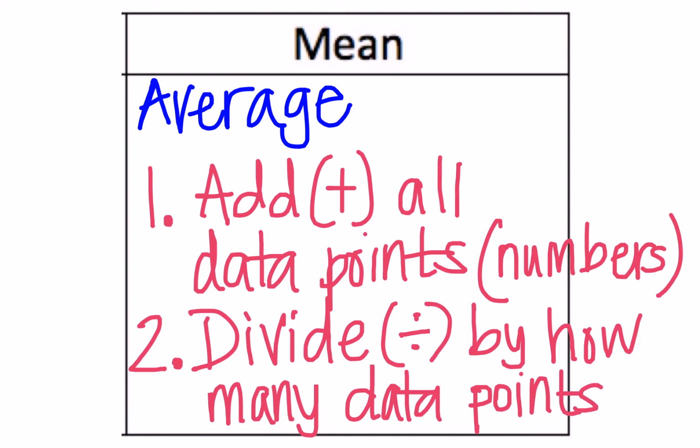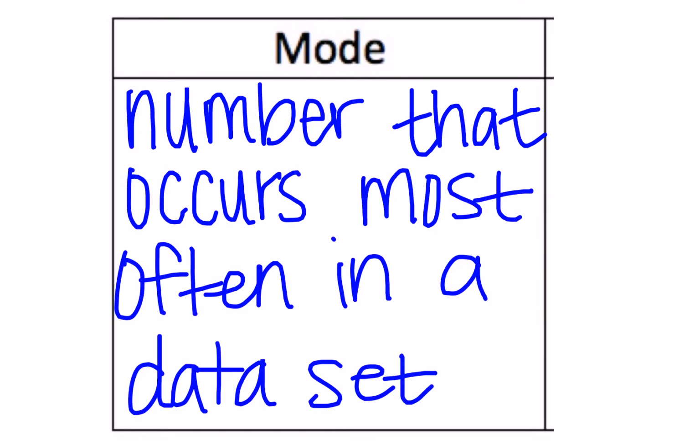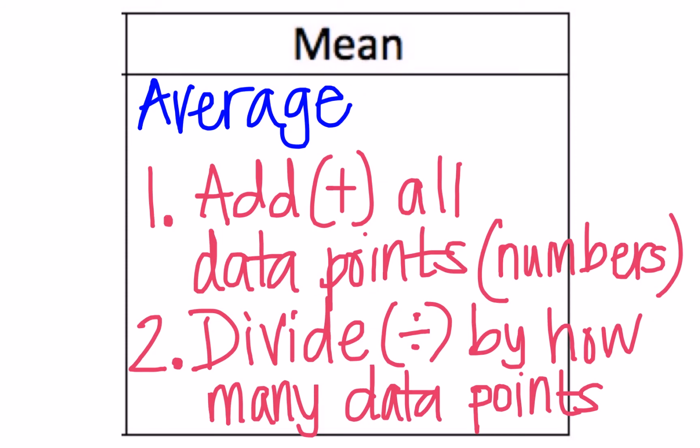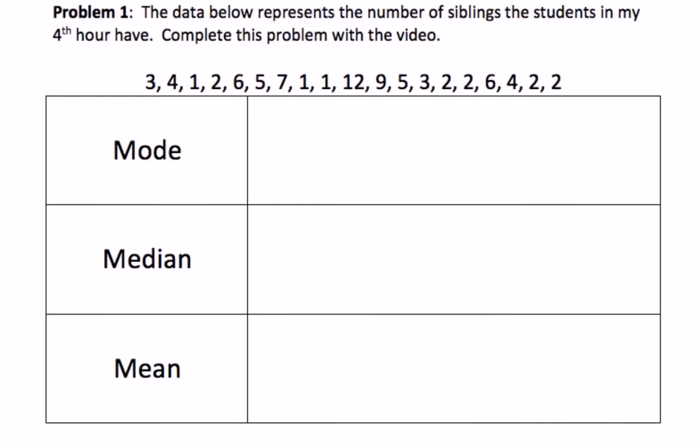Okay, so now you have these definitions. We are going to do an example with all three together right now. Pause the video if I'm going too fast or if you need time to write. Problem one says, the data below represents the number of siblings the students in my 4th hour have. Complete this problem with the video.